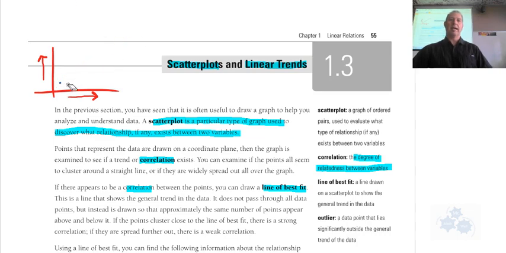If we had something like this, a line of best fit would be sort of the line that passes through the majority of the data.